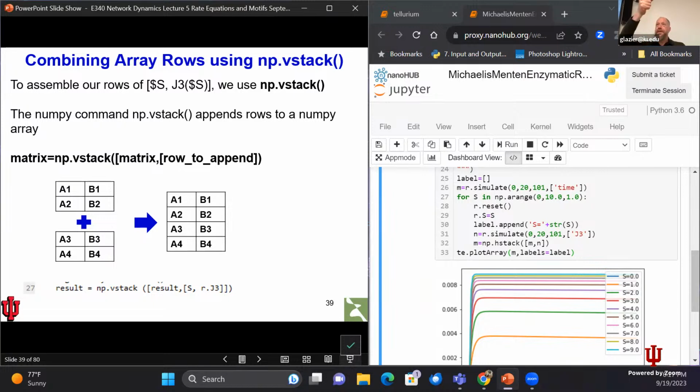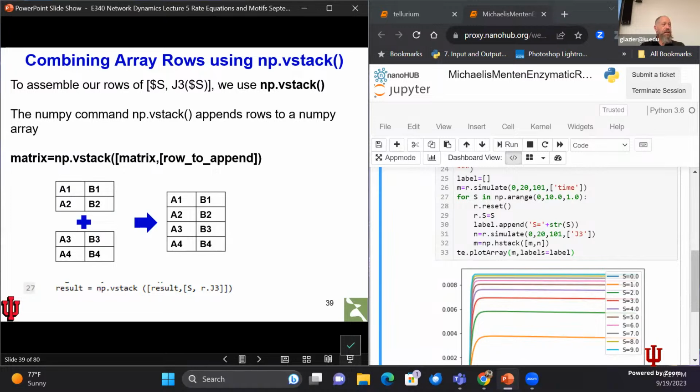So VStack allows us to combine arrays, not side to side, but top to bottom. HStack adds columns to an array, VStack adds rows to an array. And unfortunately, the syntax for VStack and HStack isn't quite symmetrical. You would expect that since they're fundamentally doing the same thing, the syntax would be the same, but it's not quite the same.